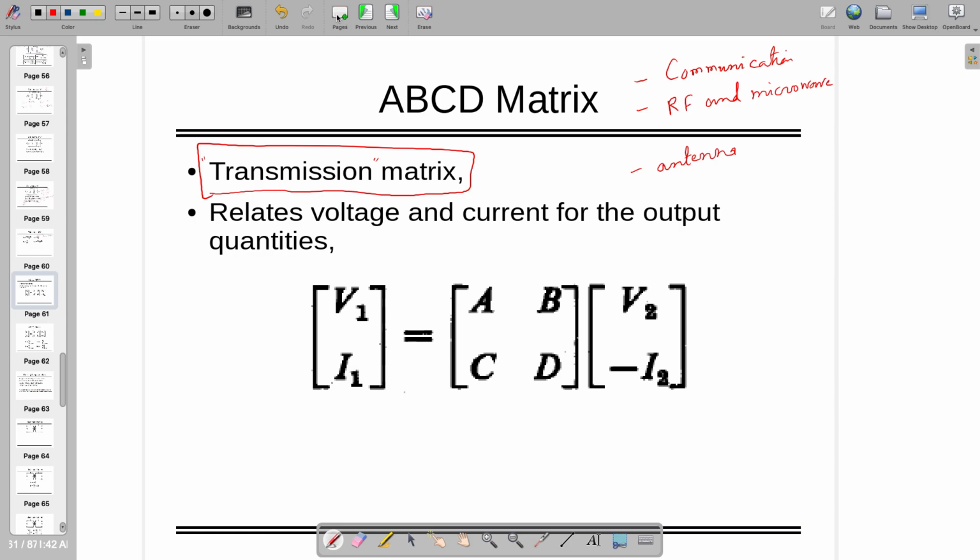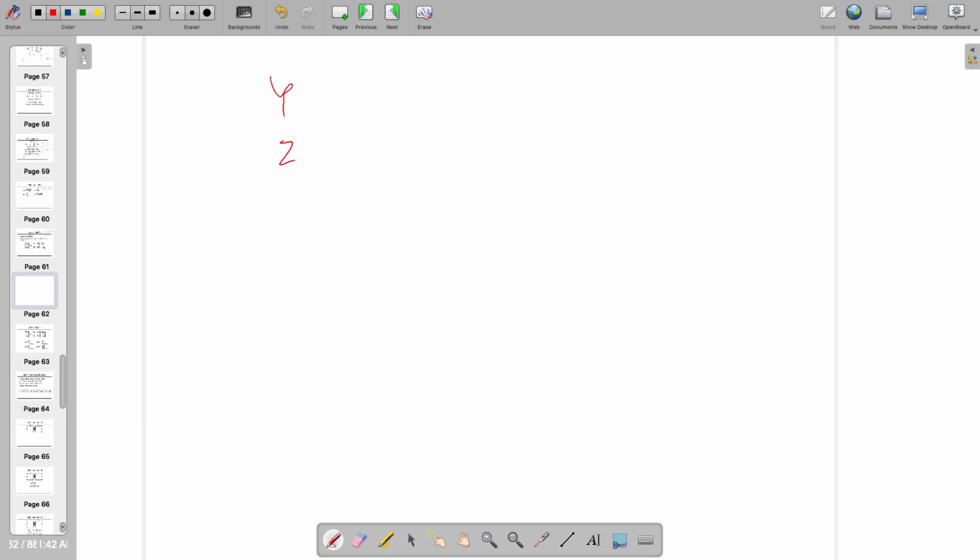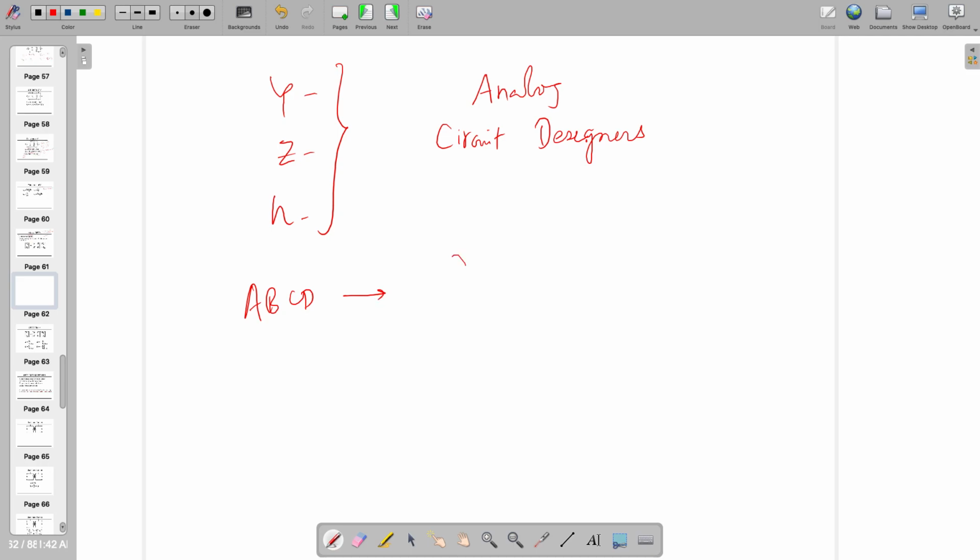Y, Z and H are very important for all circuit designers who want to become analog circuit designers. These are very important. If you want to become very good at communication engineering, you should use ABCD, or mainly known as the transmission matrix, because you want to transmit something from the input to the output side, or maybe from the output to the input side.